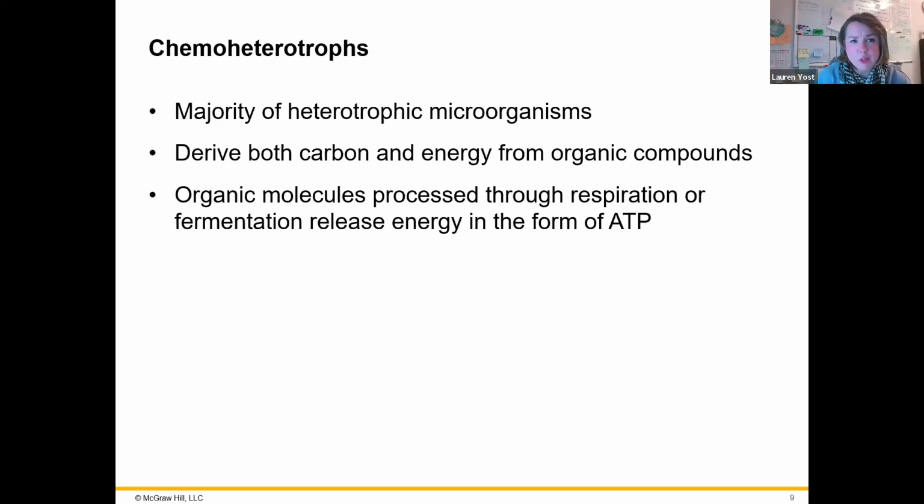Then we have the chemoheterotrophs. This is basically going to be probably a majority of our microorganisms, and any animal is a chemoheterotroph, basically able to break down chemicals for energy, and then they're using organic compounds made from our producers in order to build our own molecules out of those components.